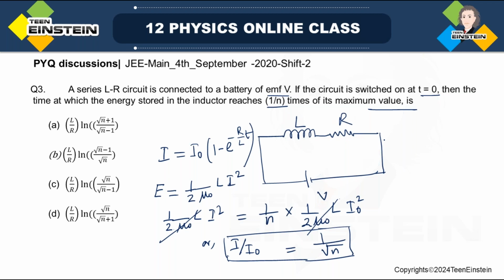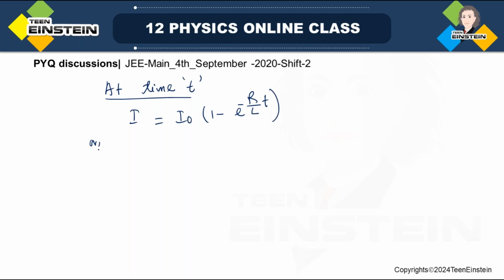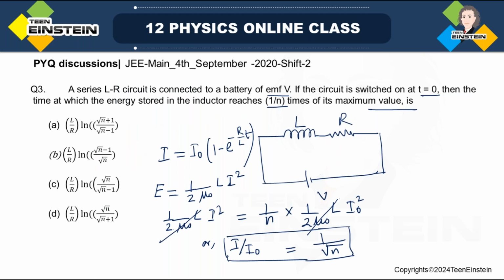And see, what is the I by I0 ratio at time t? At time t, current will be I is equal to I0 times 1 minus e to the power minus R by L into T. So this is what the ratio I by I0 will be, 1 minus e to the power minus R by L into T, right? So this is, say, equation number 2, and this is equation number 1.